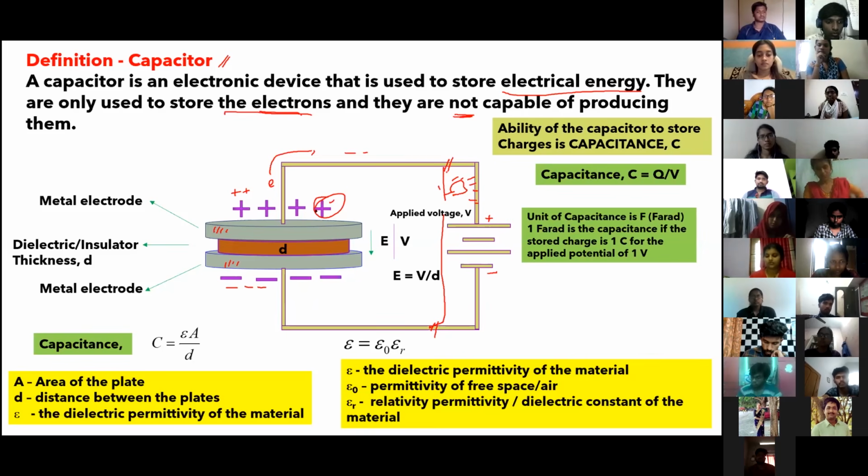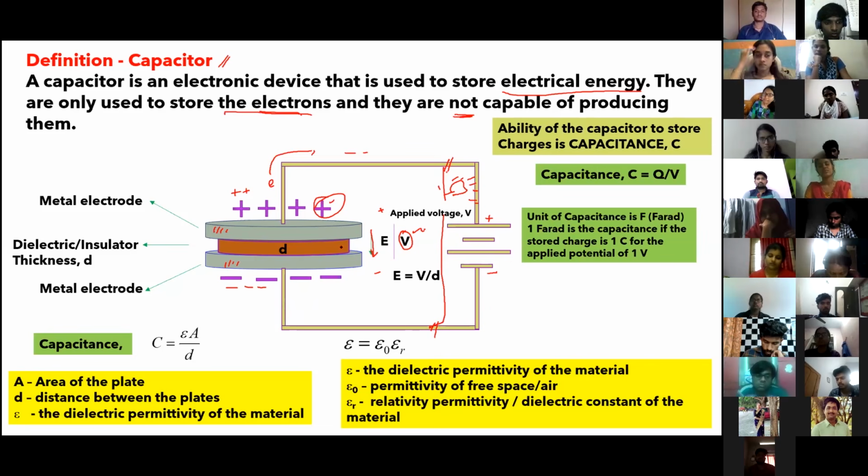Once you develop charges here, because here is a positive and here is a negative, with two charges separated by a distance, an electrical potential will be developed because of the charge separation, and that potential will be V. According to V, it will develop a field E, which is defined by V by d, otherwise delta V by distance. So the electric field is developed this way.